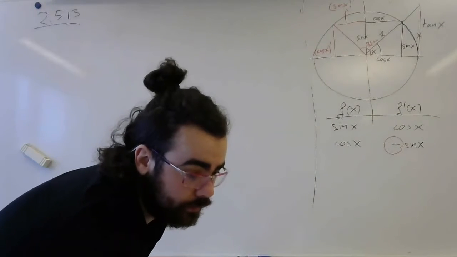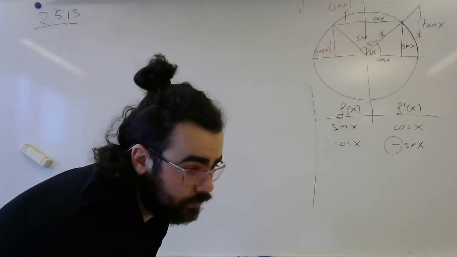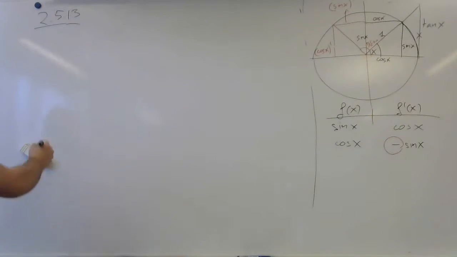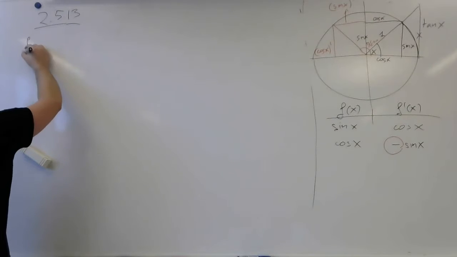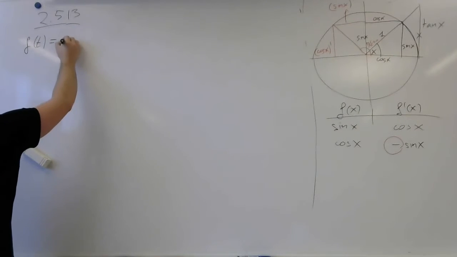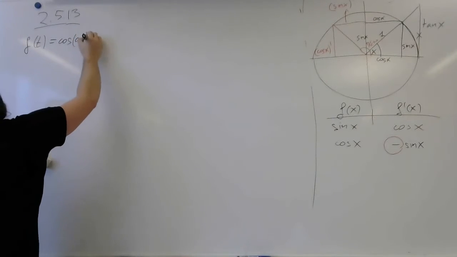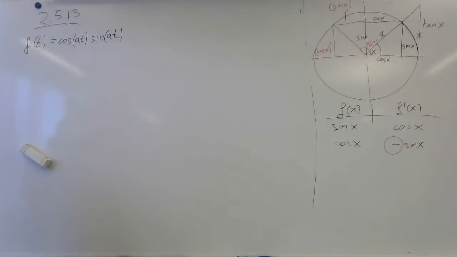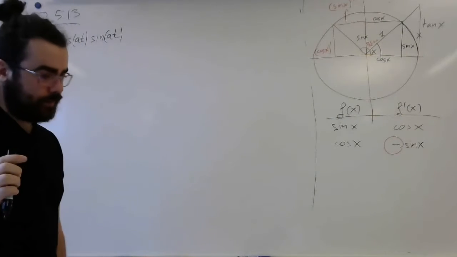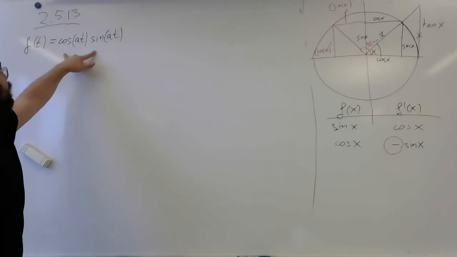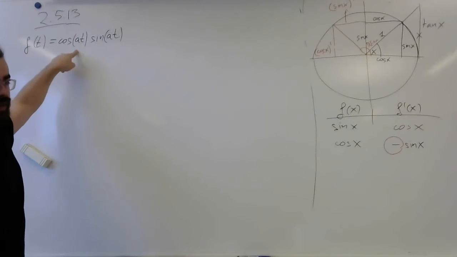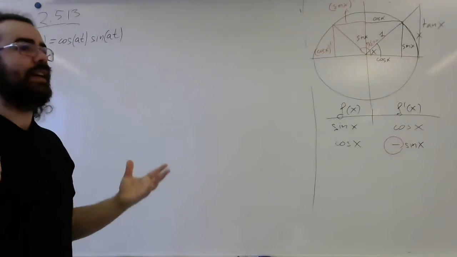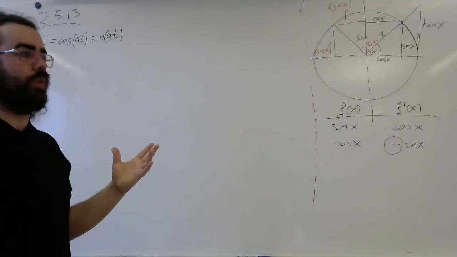Moving on. Now, we observe two things here. The first one, we have a product of trigonometric functions. The second one, the variable is not x, it's t. What do we do if the variable is not x, it's t? We just operate with it.